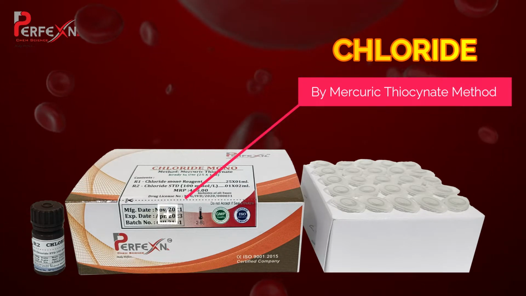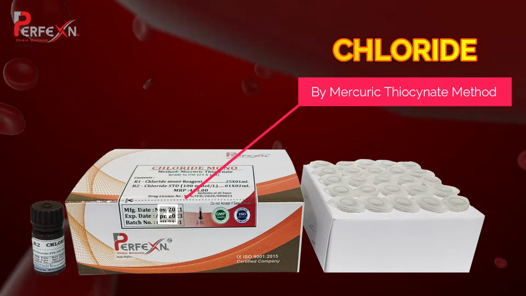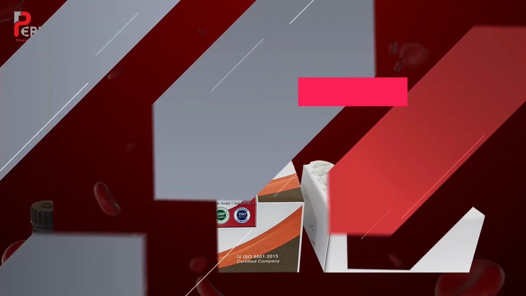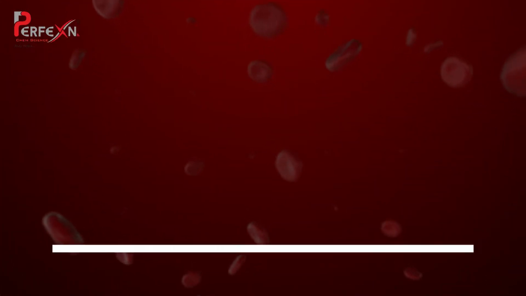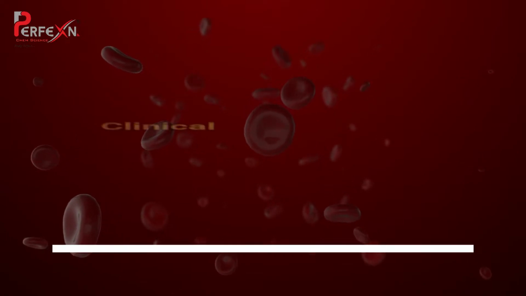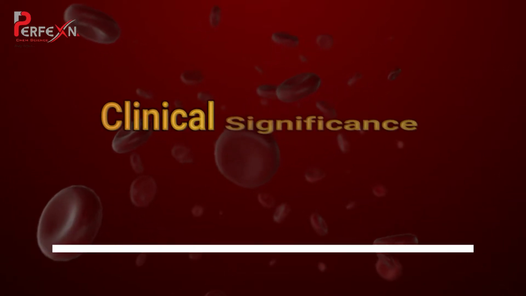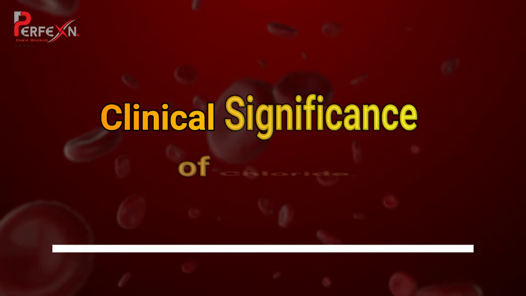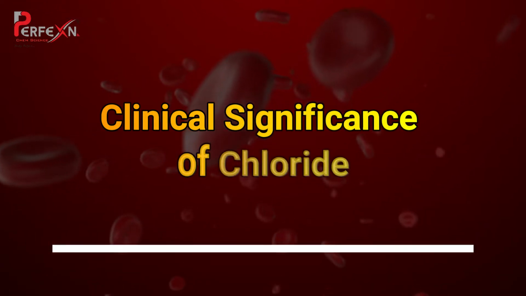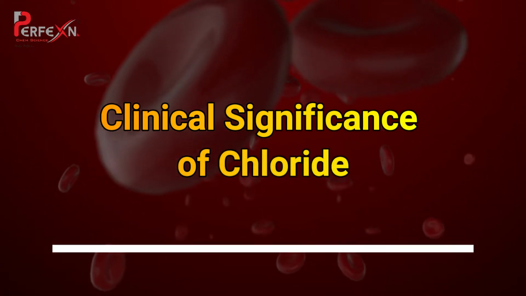Before proceeding to the chloride kit setting, I will show its clinical significance and why doctors refer patients to diagnose it. The chloride test is done to measure the amount of chloride in our body or in our blood. It is a type of electrolyte.